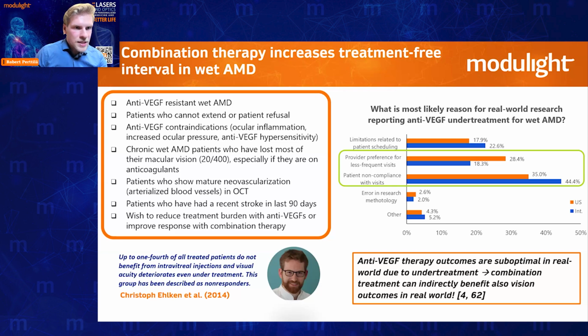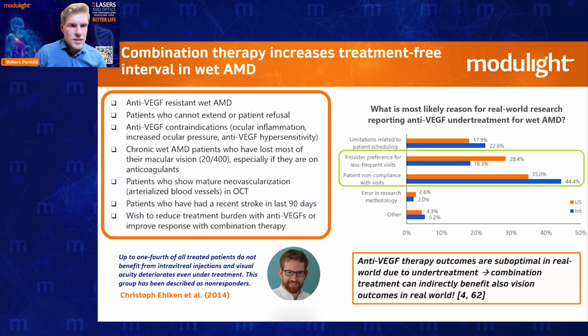Then chronic wet AMD patients who have lost most of their macular vision, then patients who show major neovascularization in OCT, patients who have had a stroke in the last 90 days, and also patients who simply want to reduce their treatment interval with this combination therapy.